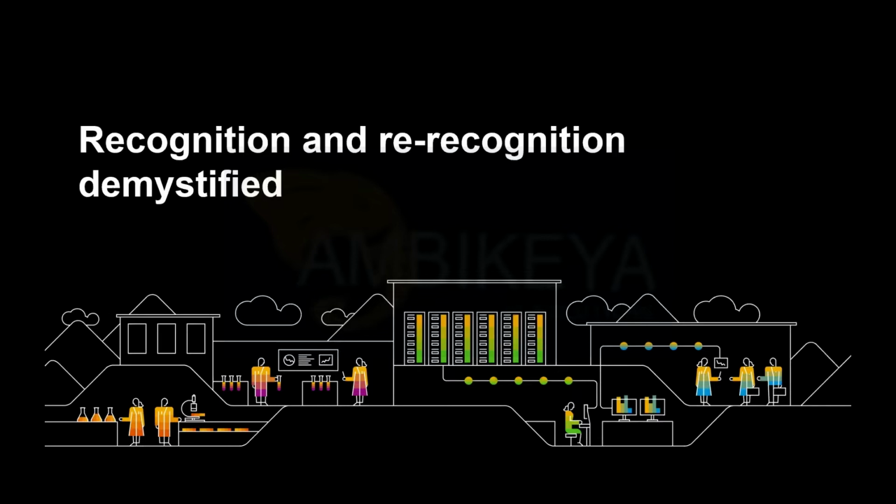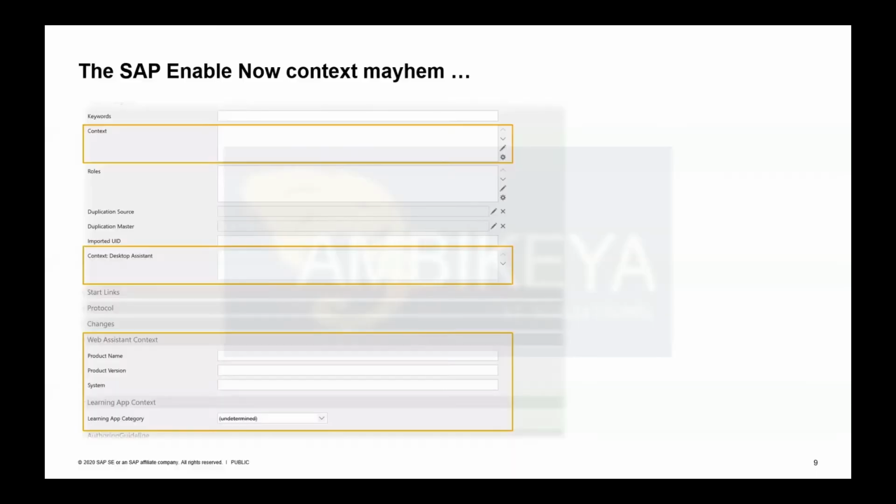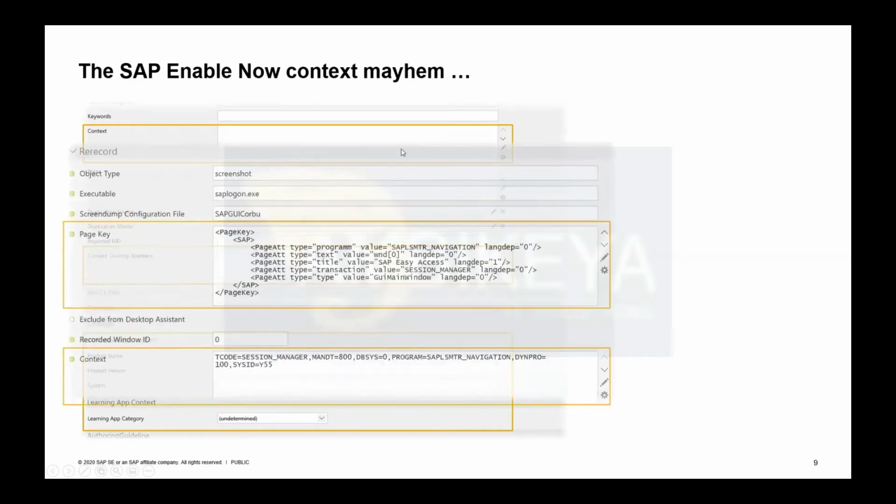So let's see, we start with Adam and Eve now and talk about, oh no, we don't. The Enable Now context, man. There's a lot of contexts all over the place. There's the context, there's the desktop assistant context, and we have the web assistant context and the learning app context. And if that wouldn't be enough, within projects, within context objects, we also have the page key, and then there is the context again.